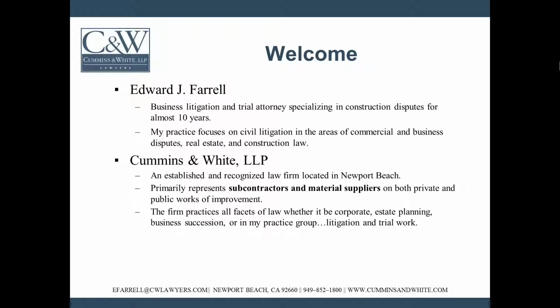Here at Cummins White, we are located in Newport Beach and primarily represent subcontractors and material suppliers in both private and public works of improvement. However, our firm has a variety of practices and practices all facets of law and can assist clients in corporate, real estate, estate planning, litigation, and trial work.